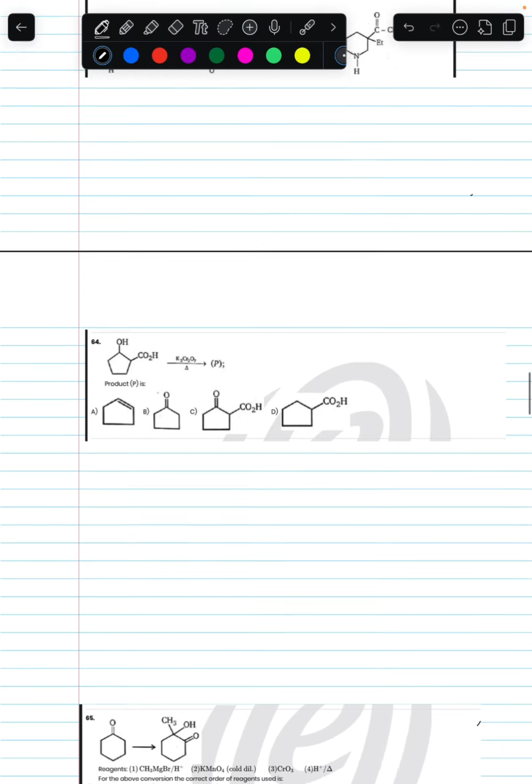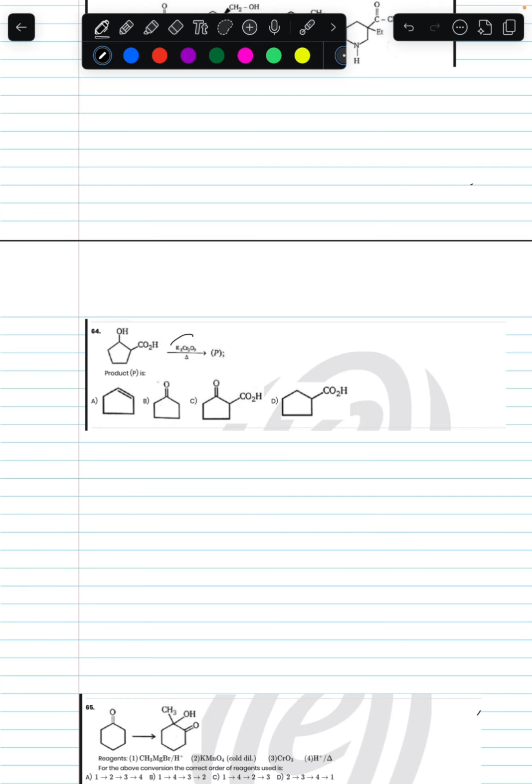Next is question number 64. K2Cr2O7 is an oxidizing agent. It will convert 1 degree alcohol into aldehyde, and in more acidic condition, further into acid. 2 degree alcohol converts into ketone, and 3 degree has no oxidation. So it is a 2 degree alcohol.